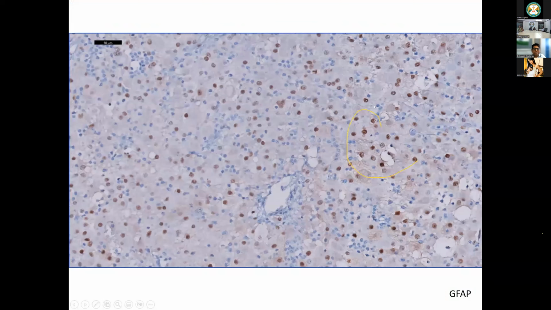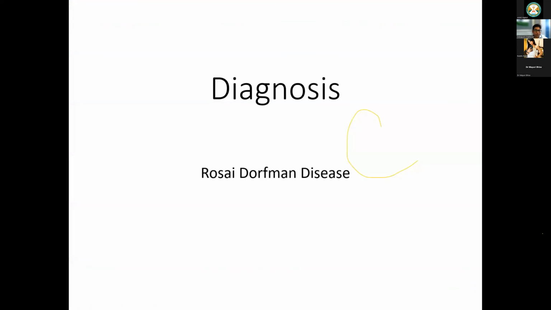And this is cyclin D1. Sorry, I'm extremely sorry for this mislabeling here. So this is cyclin D1. We can see all these histiocytes are showing strong nuclear positivity for cyclin D1, and they are also positive for S100. So the diagnosis in this case was Rosai-Dorfman disease.